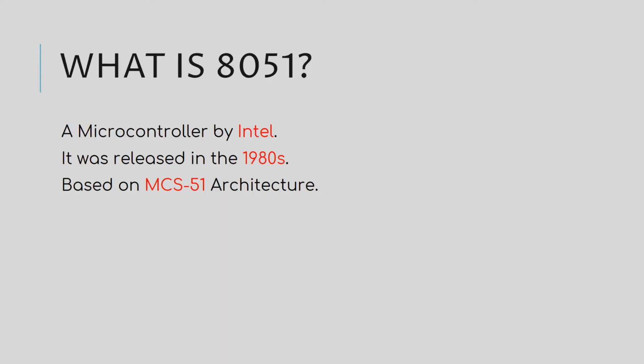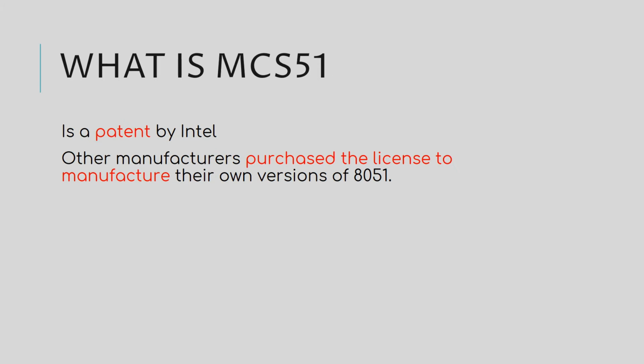So, what is 8051? This microcontroller was invented in the 1980s and maybe before that. But 8051 is the pioneer microcontroller. 8051 follows MCS51 architecture, and this microcontroller is manufactured by Intel. Now, what is MCS51 architecture? MCS51 architecture is a patent by Intel.